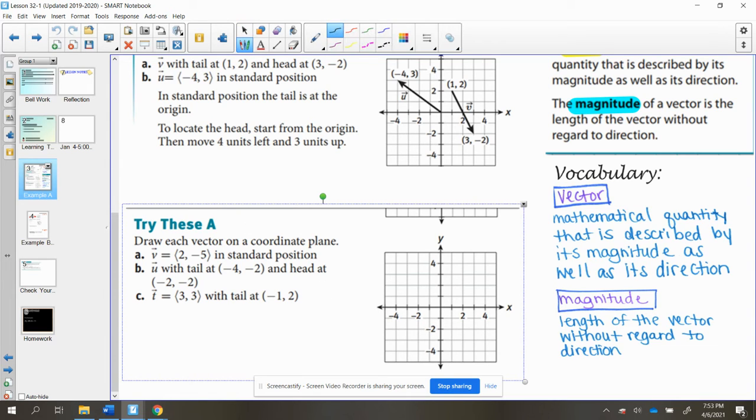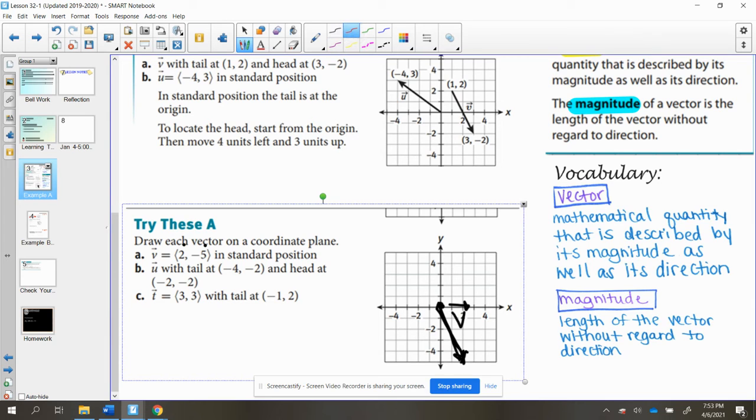For the first one, when we want to draw the vector in standard position for part A, that means the tail is going to start at 0, 0. And we are moving to the right 2 and down 5. So we would have our head here at 2, -5. You want to make sure you're representing this with an arrow point. So this is vector V.